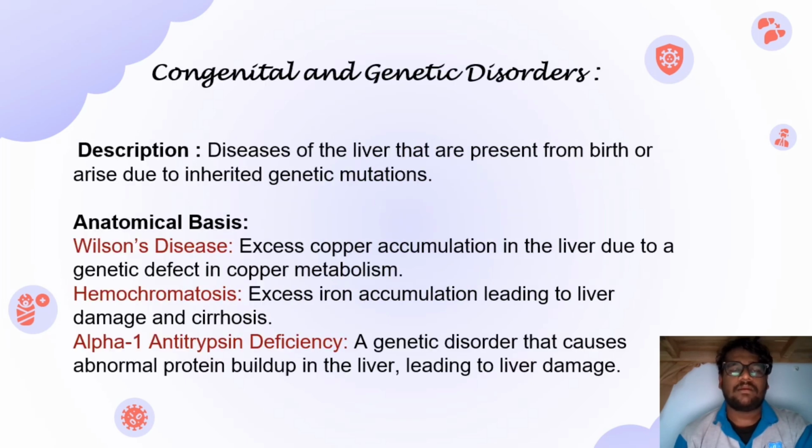Now let's see some diseases of the liver. First we have the congenital and genetic disorders. These are diseases of the liver that are present from birth or arise due to inherited genetic mutations. Anatomical basis: Wilson's disease, which is due to excess copper accumulation in the liver due to a genetic defect in copper metabolism.